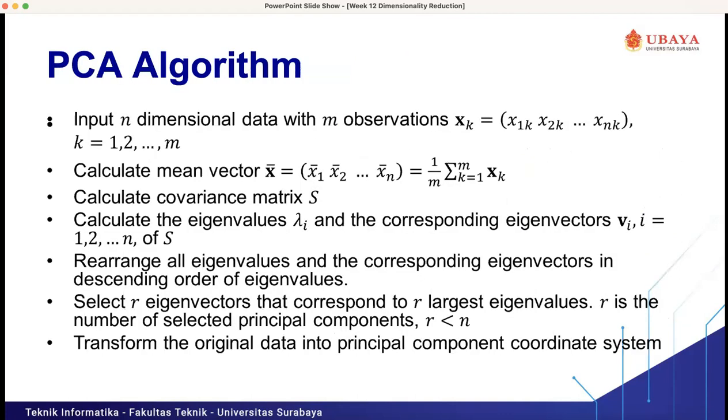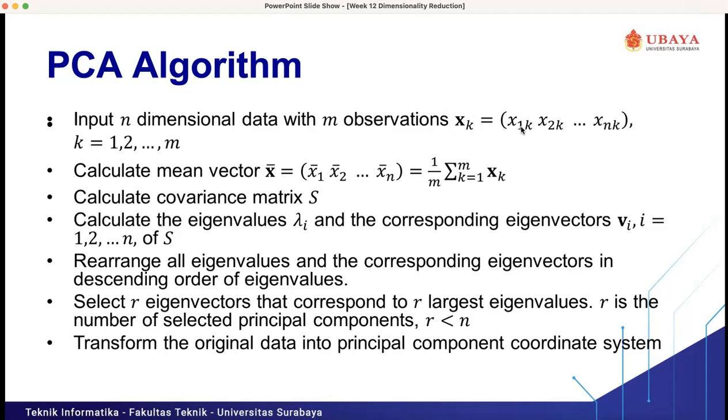Okay, so these are the steps for principal component analysis. We have some steps here, and we will discuss them one by one. I will try to explain it clearly. Start from step 1. For example, we have n-dimensional data with m observations. So xk is the data, the data set that we have here.